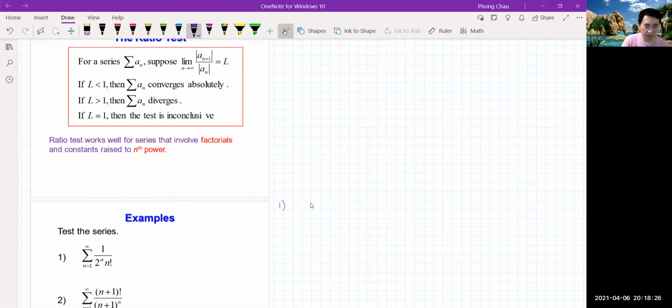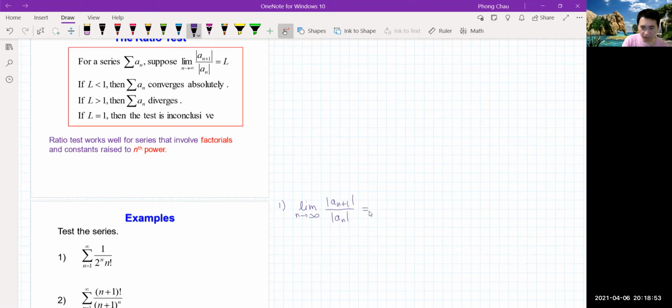Okay, so let me do number 1 here. What's a sub n? Again, a sub n is the general term here. According to the ratio test, we need to take the limit of a sub n plus 1 over a sub n, both in absolute values.